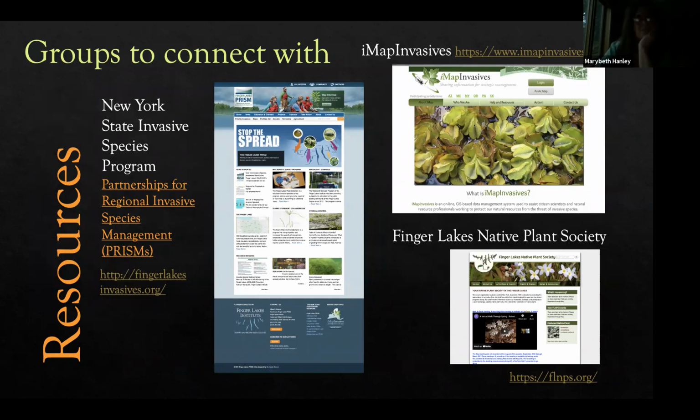So just a couple of groups to connect with. The group that I'm doing this talk for, the New York State Invasive Species Program, Partnerships for Regional Invasive Species Management. I just put a little image of their website, and you can get involved with mapping invasives if you want to go do surveys and participate in gathering scientific data and monitoring infestations. There's also a Finger Lakes Native Plant Society.